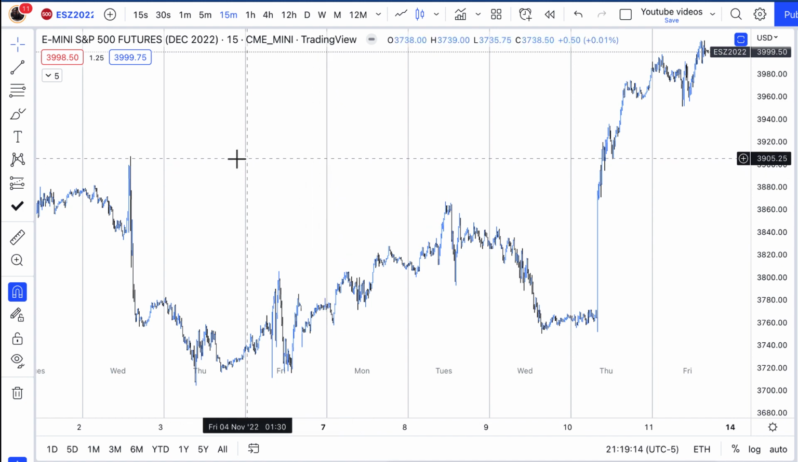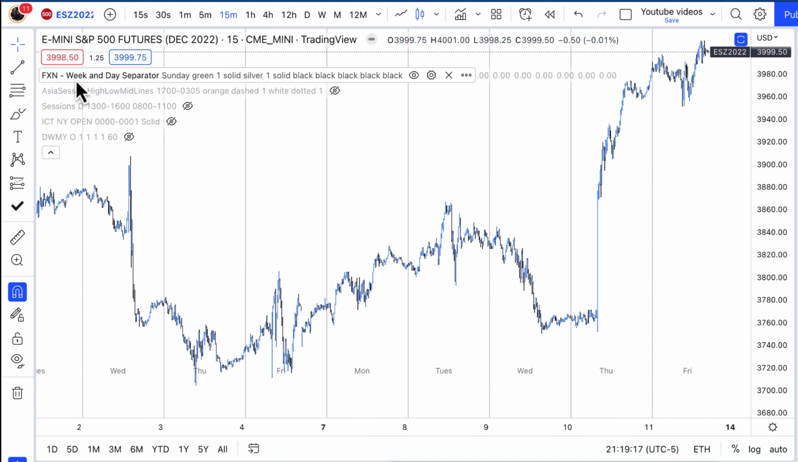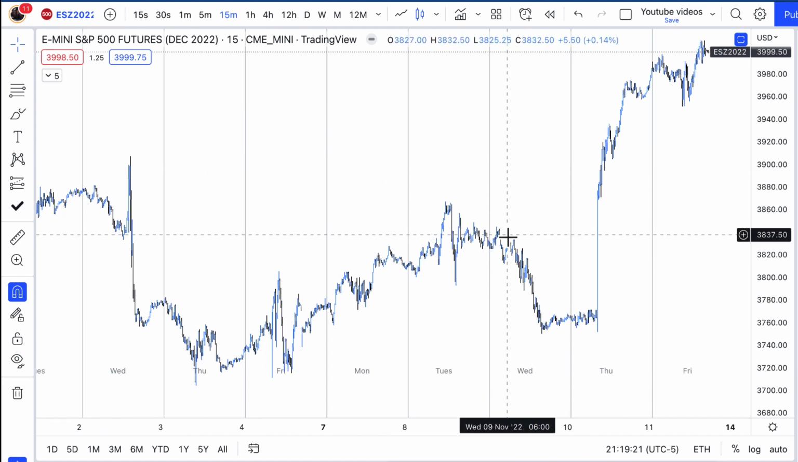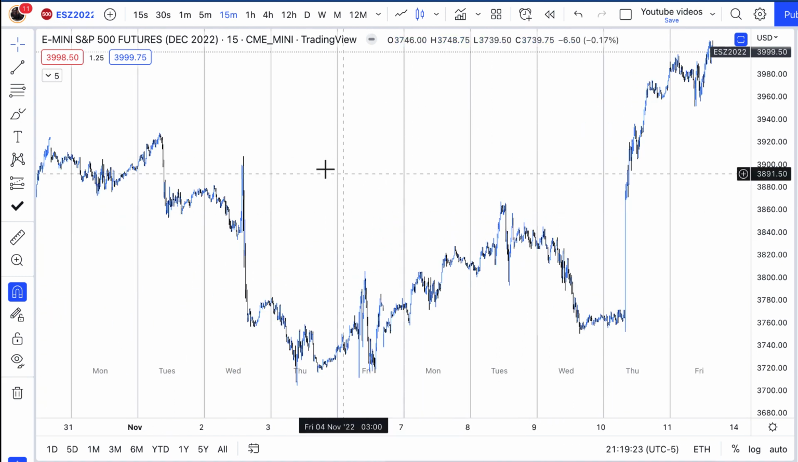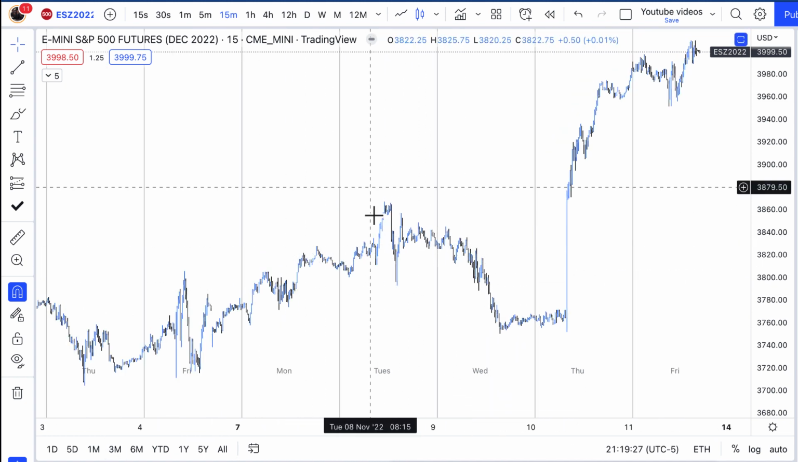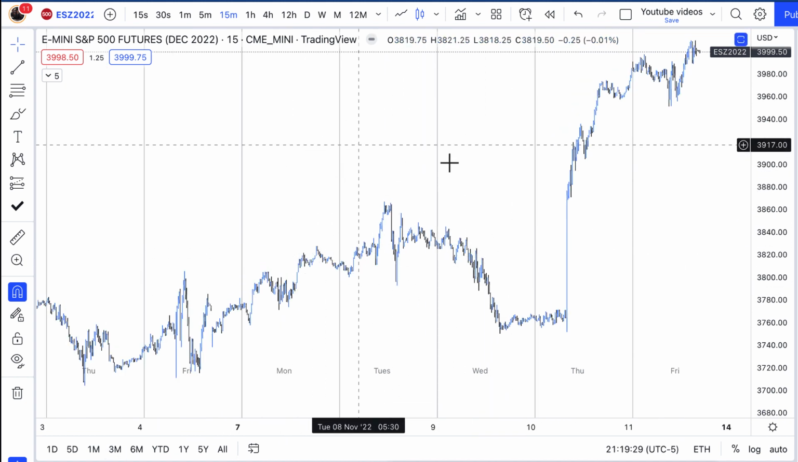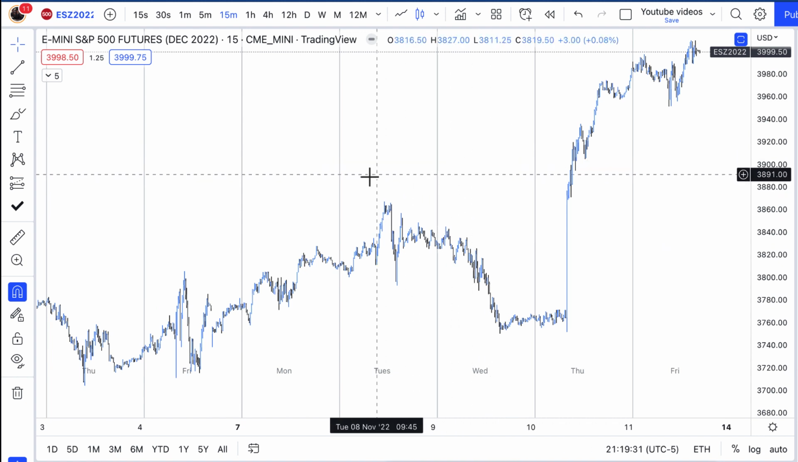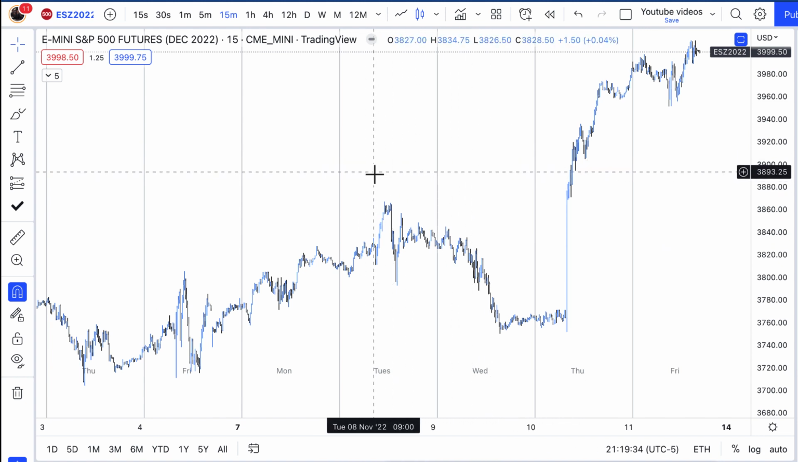All right, guys, so the first indicator I love to use is called FXN, week and day separator. I personally love this indicator. It breaks down every day for me. It marks it at the bottom. You can make some changes to it in settings and give it whatever color you like. It's important because you'll start to notice correlations in price movements on certain days of the week.